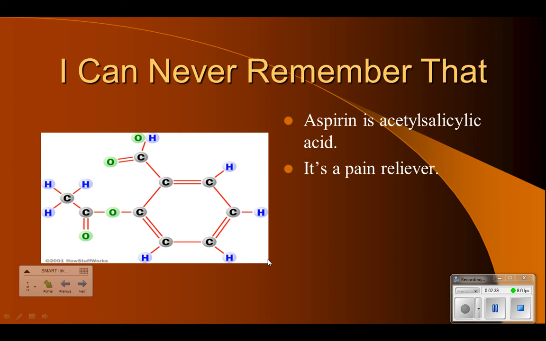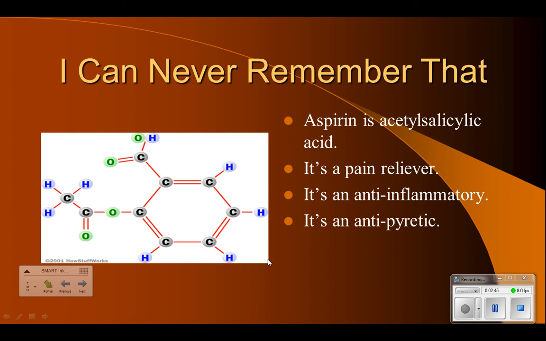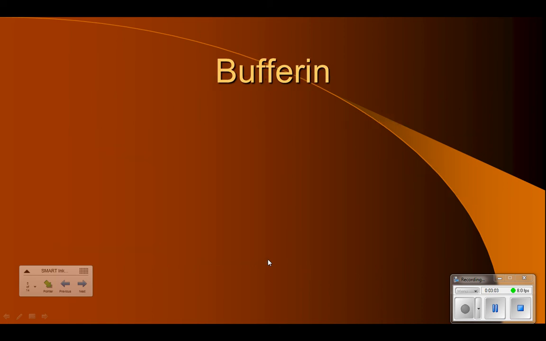But here's the thing about aspirin. It's a pain reliever. It's anti-inflammatory. It's antipyretic. That means that it will lessen fever if you have a fever. And it also helps to prevent heart attacks. They recommend that as you get older, you take a baby aspirin or two a day to help prevent heart attacks. So this is a remarkable drug. It does lots and lots of things. Now at the same time, it does still upset some people's stomachs.